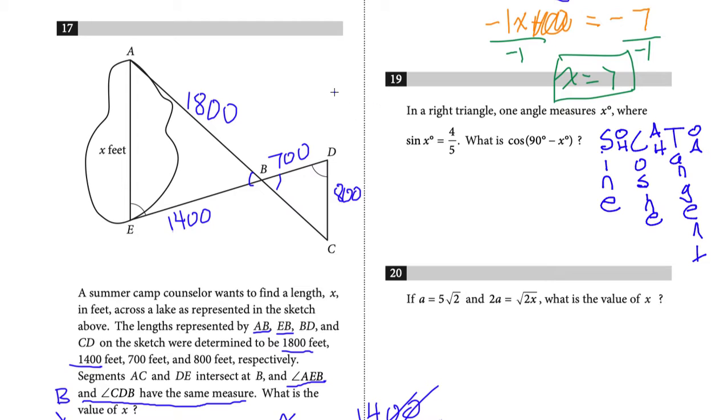How can I make this as brief as possible and still make this valuable? I'm going to go ahead and make a right triangle over here.